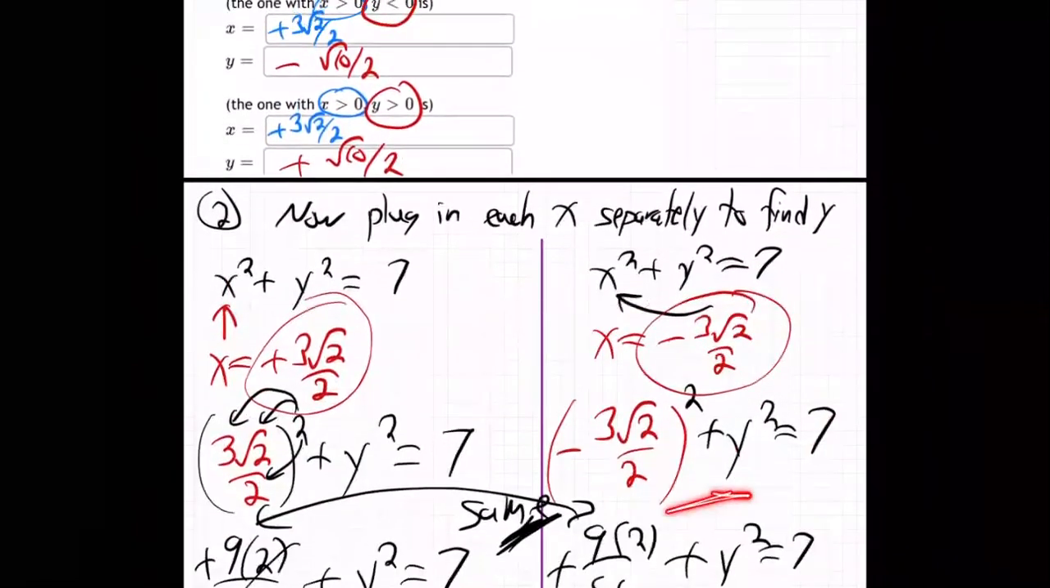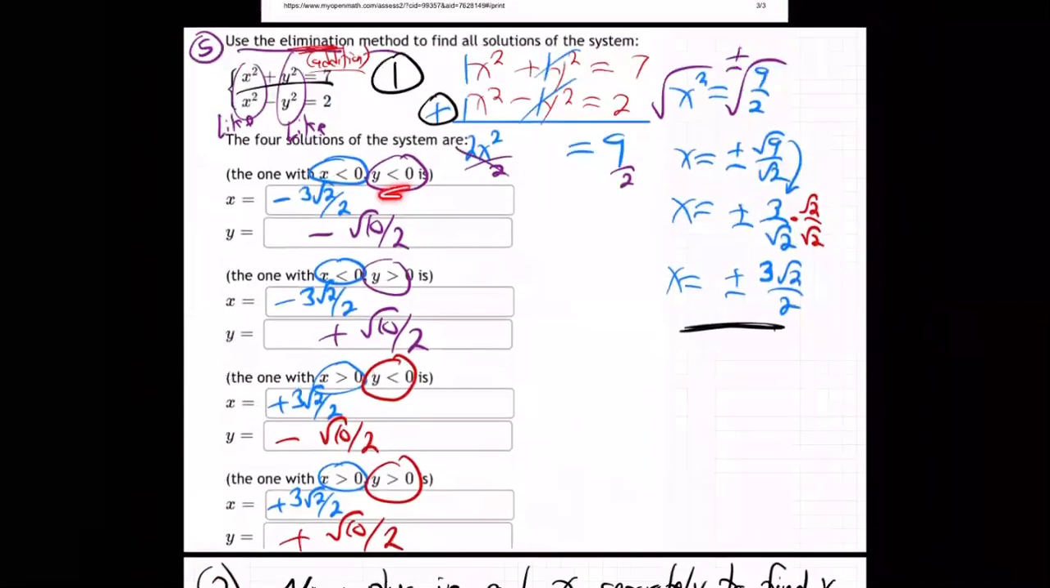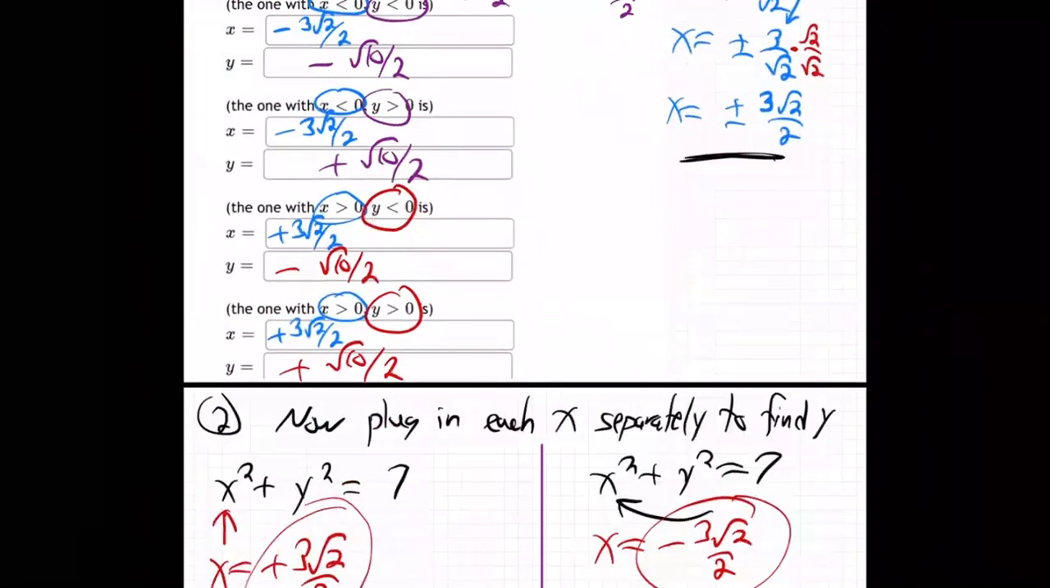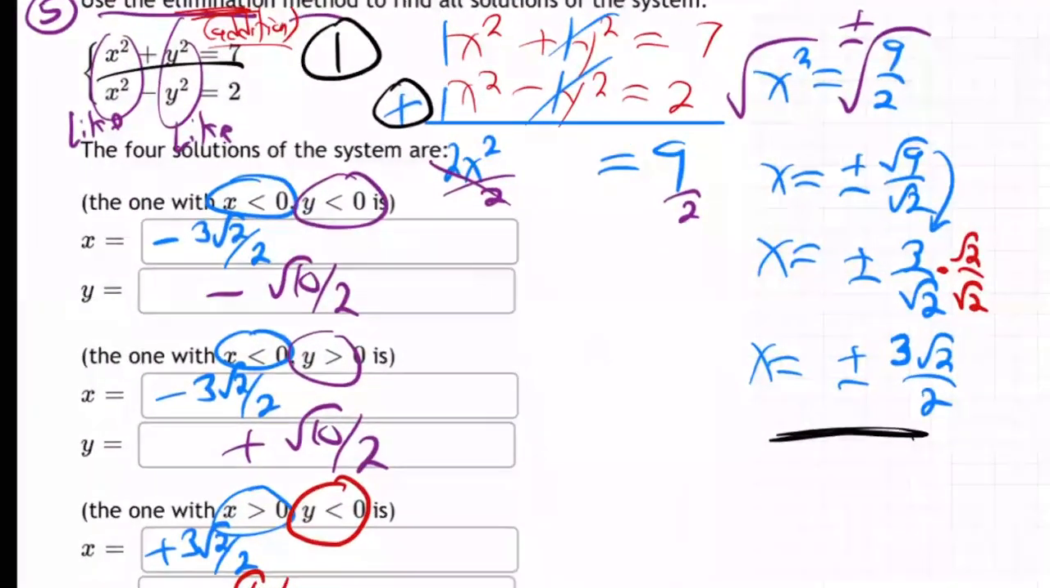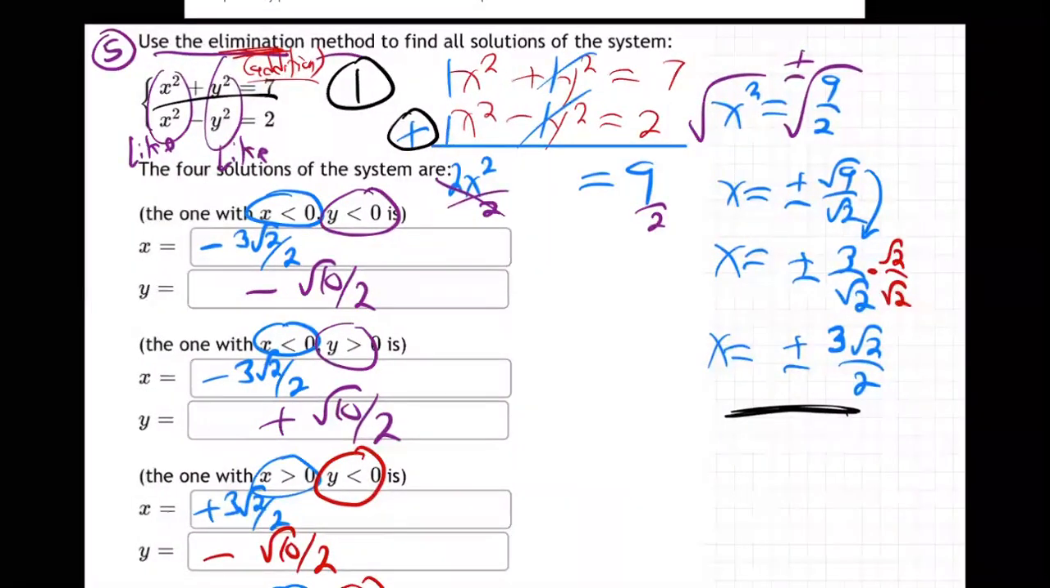And the other side's the same. So the y values negative and positive root 10 over 2. And again, negative and positive root 10 over 2. So there's how we get our 4 different answers to that question. There we go.